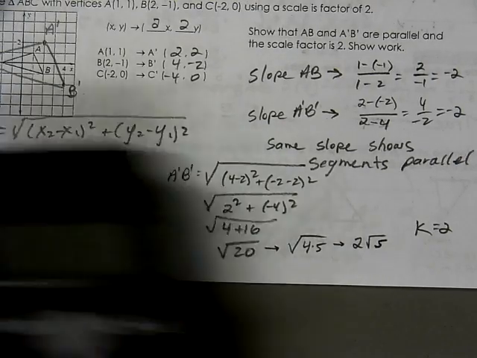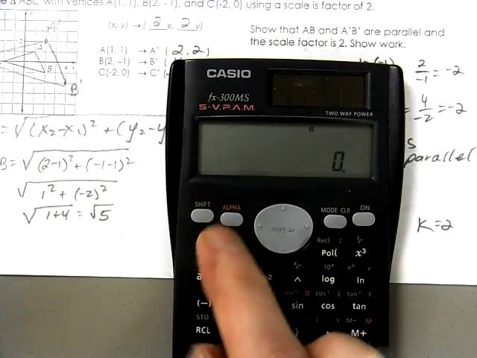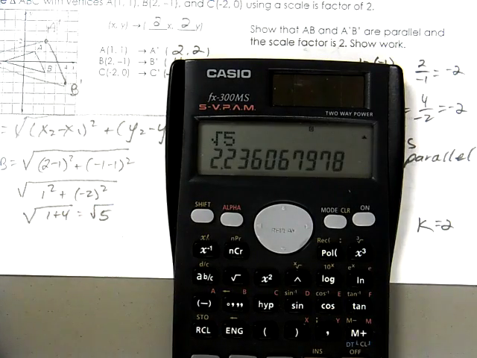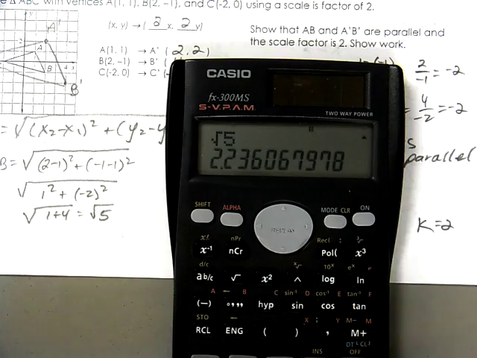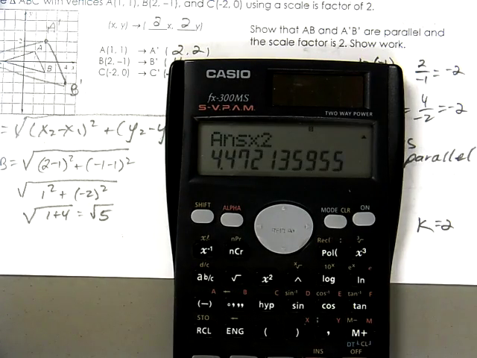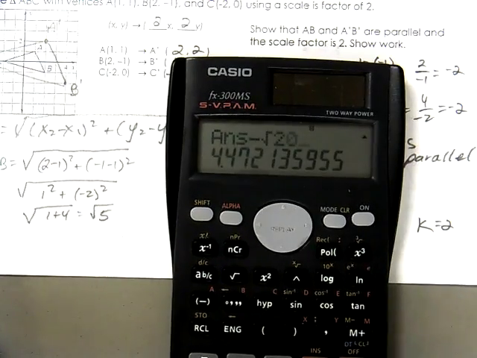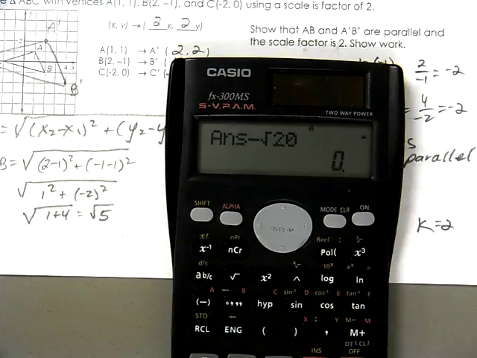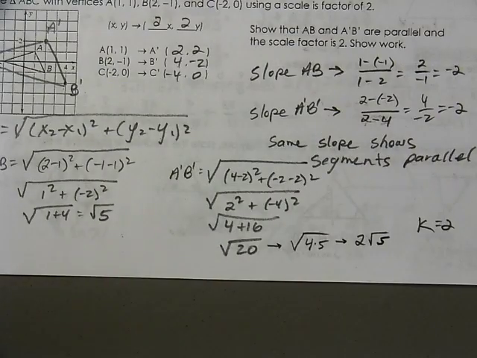You could also look at it with a calculator and say that the square root of 5 is that, and if we times it by 2, we're going to get that value. If we subtract the square root of 20, I would expect to get 0 if they're the same thing. That's one way to help verify that your answers are making sense.